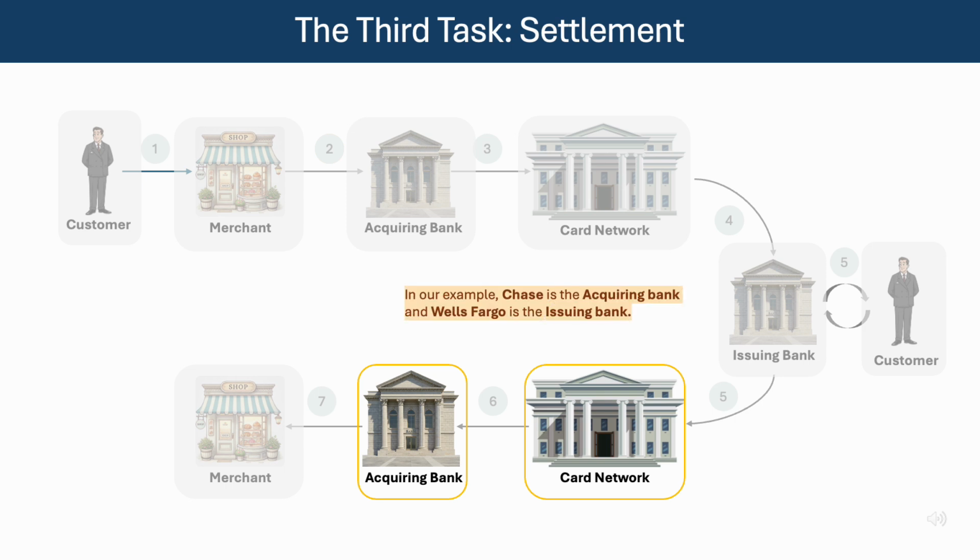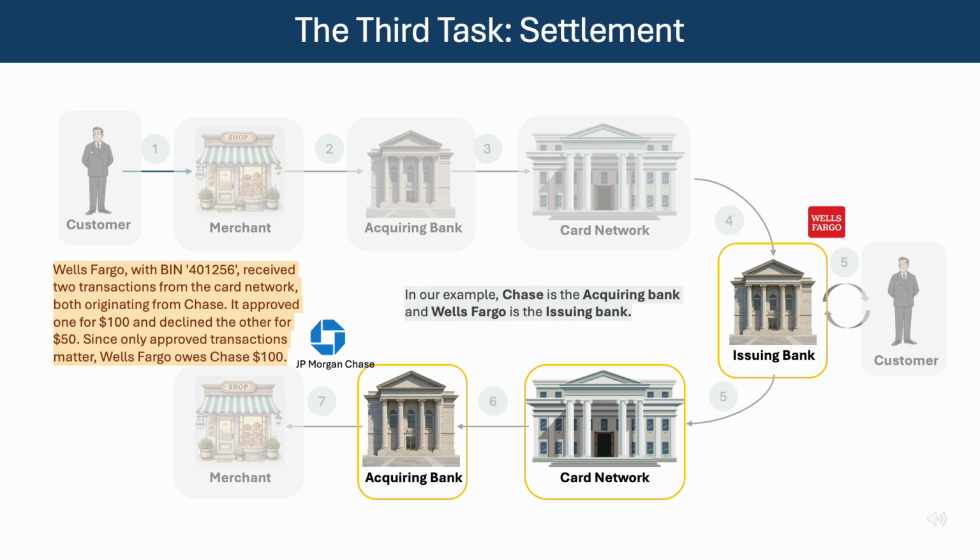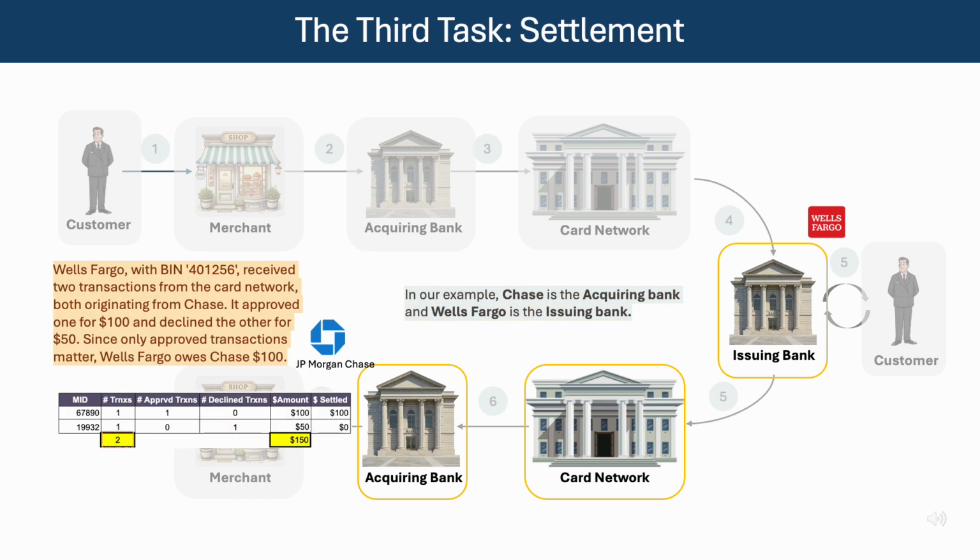In our example, Chase is the acquiring bank, and Wells Fargo is the issuing bank. Wells Fargo, with BIN 401256, received 2 transactions from the card network, both originating from Chase. It approved one for $100 and declined the other for $50. Since only approved transactions matter, Wells Fargo owes Chase $100. But the flow of money doesn't just go one way.